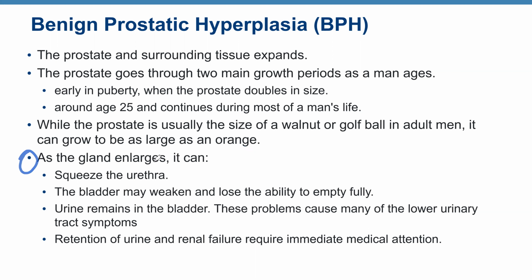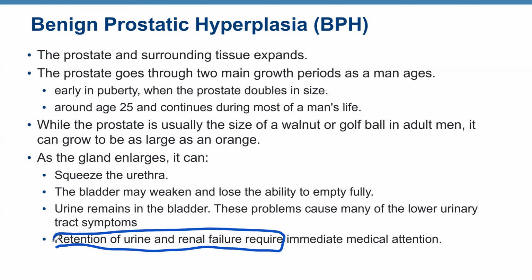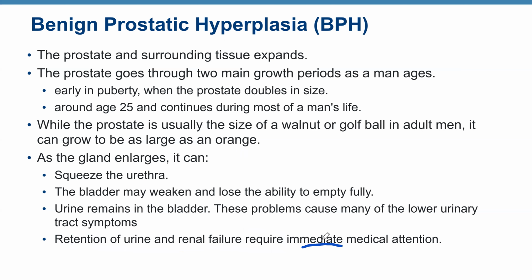As the gland enlarges, it can squeeze the urethra, because remember, we have the gland and the urethra is inside, the prostatic urethra. The bladder may weaken and lose the ability to empty fully. Urine remains in the bladder. This problem causes many of the lower urinary tract infections. And retention of urine and renal failure, if they happen because of benign prostatic hyperplasia, require immediate medical attention.